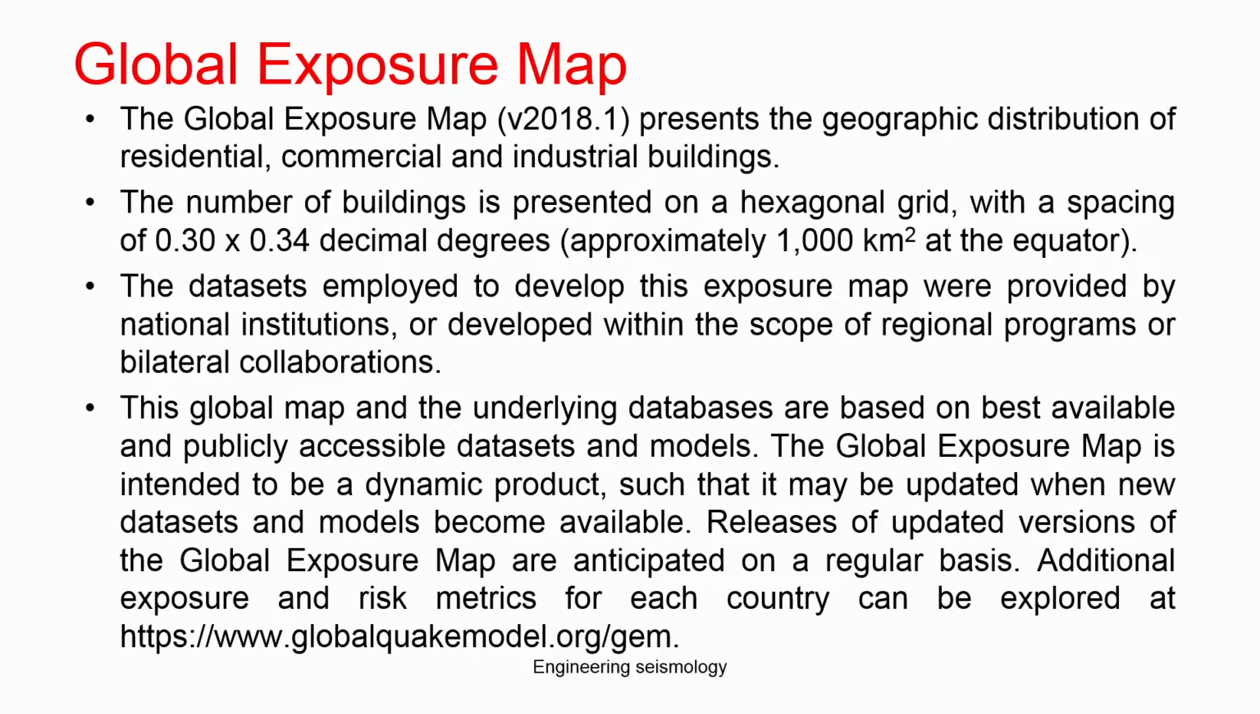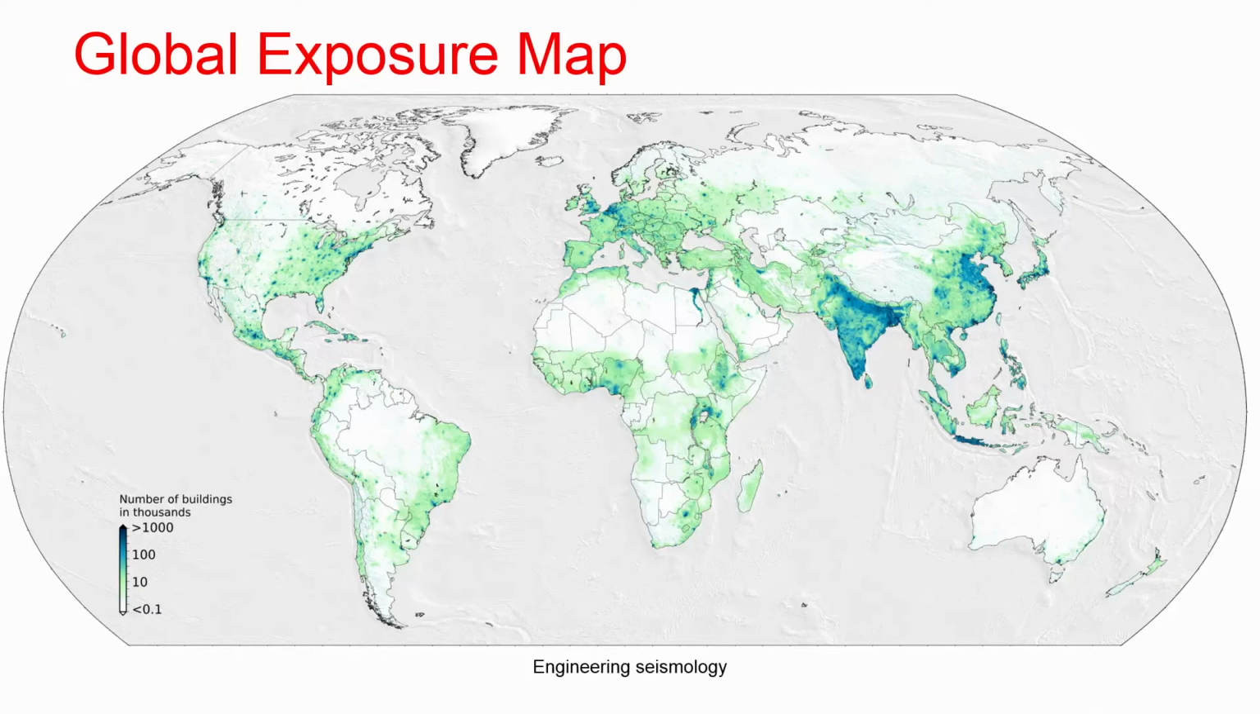The number of buildings is presented in a hexagonal grid. As we talked about, the risk basically uses this exposure data. The data set employed to develop the exposure map is provided by the National Institute. So, the same concept: it has been provided from the national level, and they collaborated and collected from that. The global map's underlying database is based on the best available publicly accessible data. So, all the data which is accessible they use. Some places, even though marked as low risk, may expect a high risk, as we said that data and models are very important, and there is a lack of data.